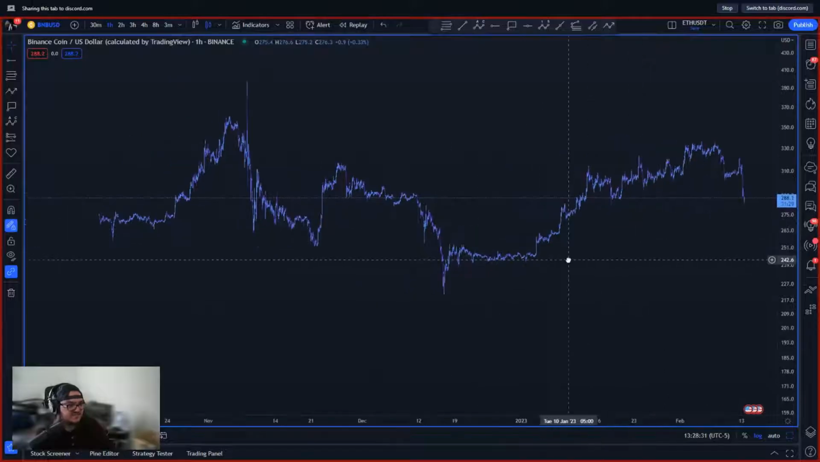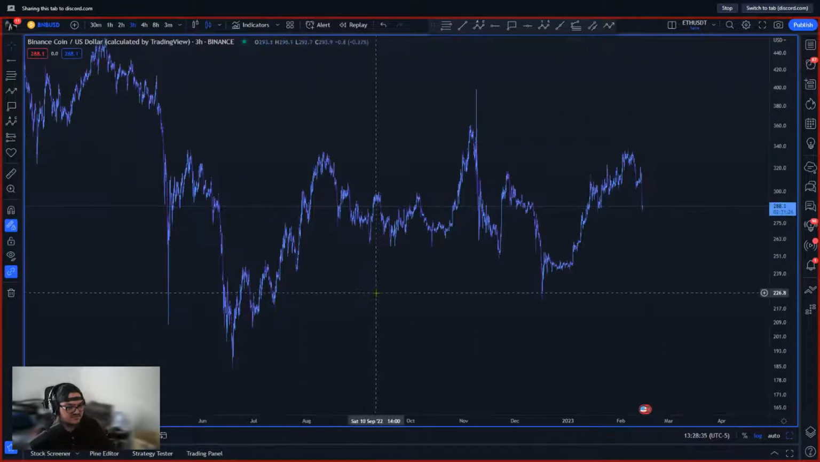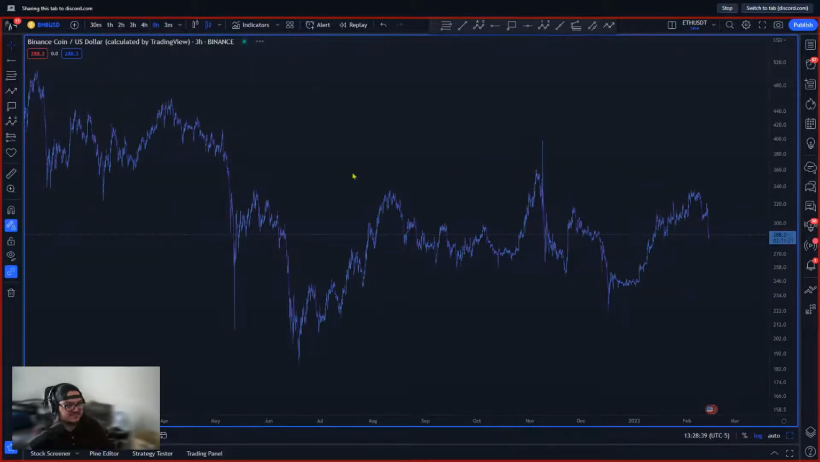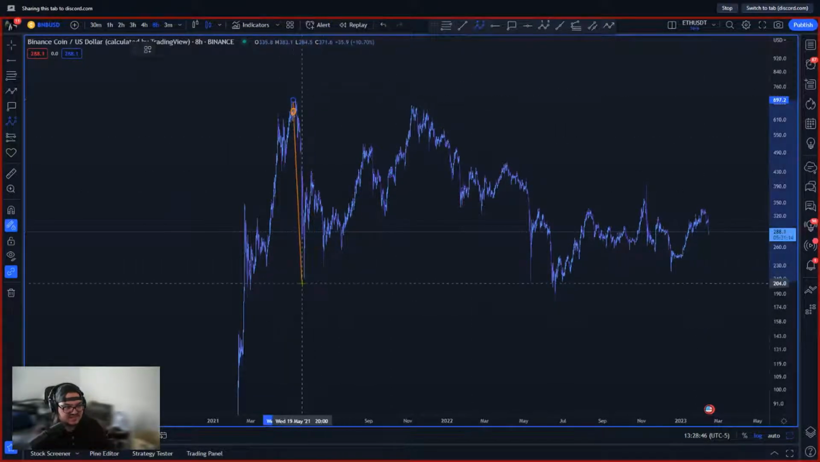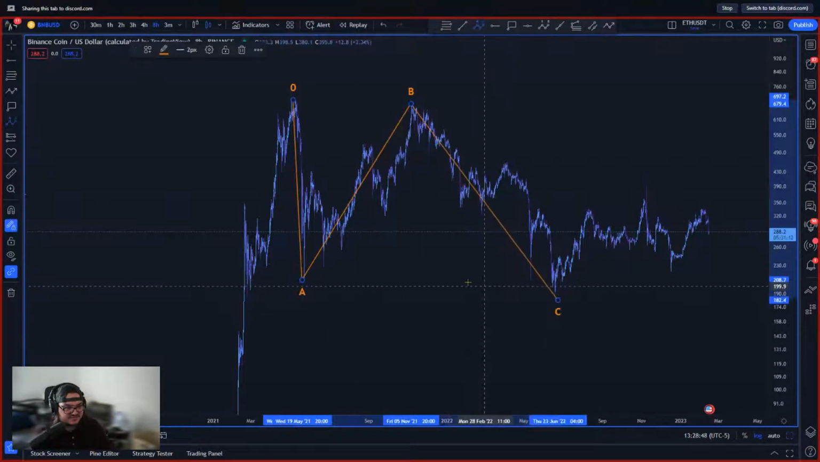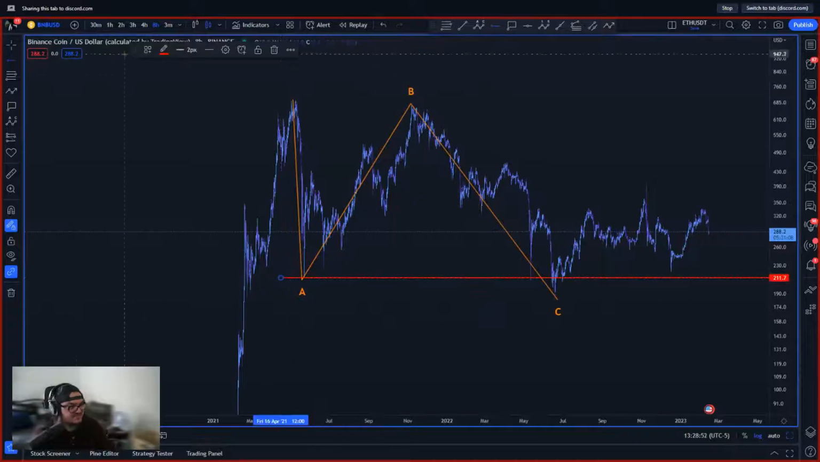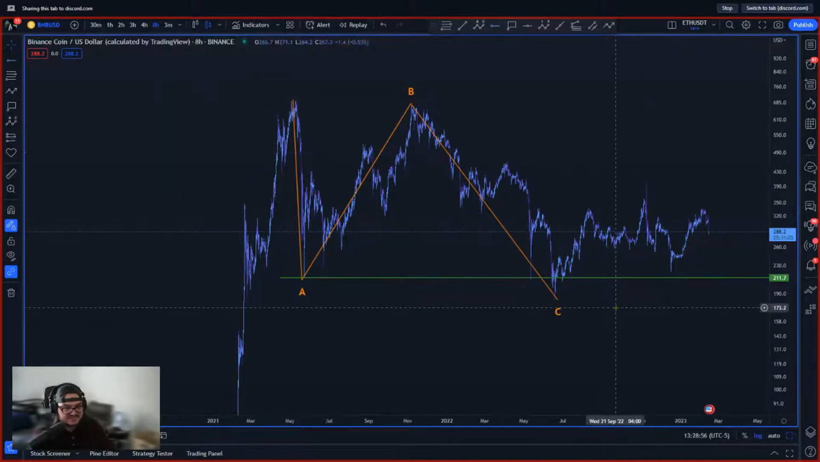All right, so BNB put in a nice dump. Ultimately, before I say that, we go to a larger time frame. This is a messy one, but this is an A to a B to a C. We put in that lower low. We're currently above the macro pivot, so things are looking bullish at the moment from a larger scale, obviously.